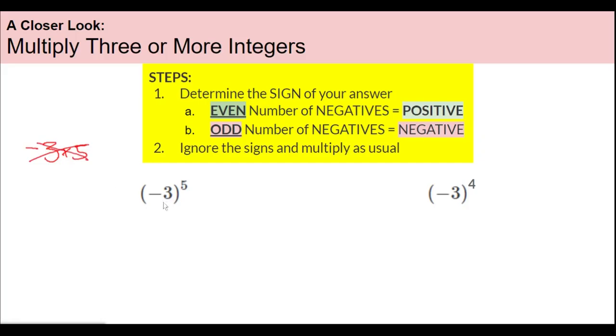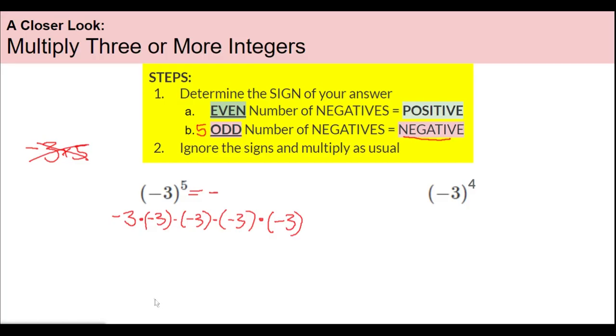So it's not that. What this is, is negative 3 times negative 3 times negative 3 times negative 3 times negative 3. So there's 5, 1, 2, 3, 4, 5. That's like 5 negative 3's, and we're going to multiply them all together. So now that I have 5 negative 3's, I know my answer is going to be negative because 5 is an odd number. So negative 3 to the 5th power is going to be a negative answer.